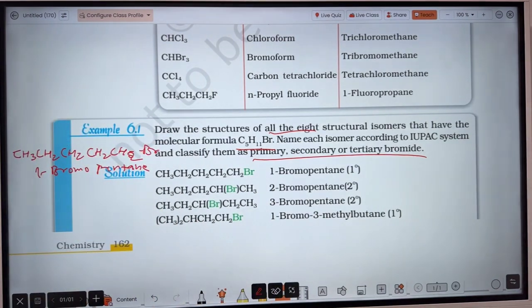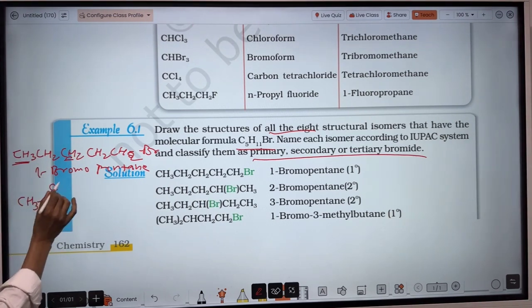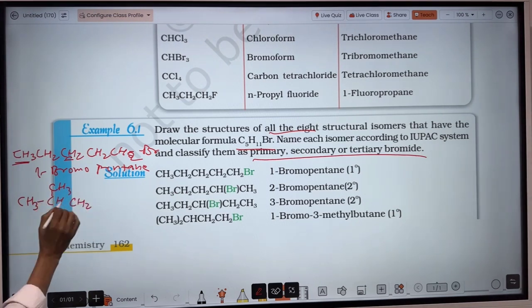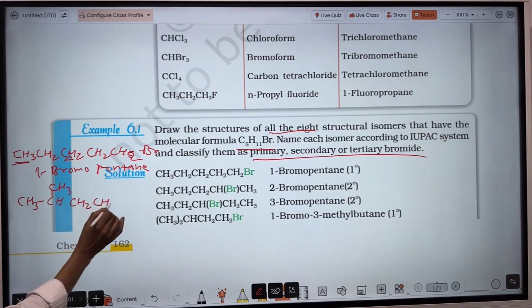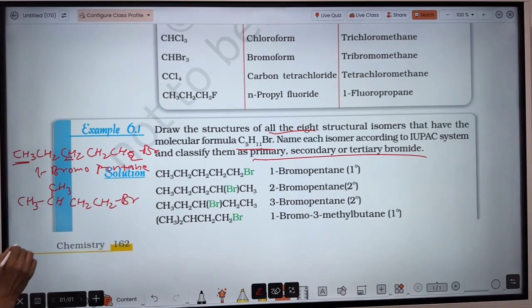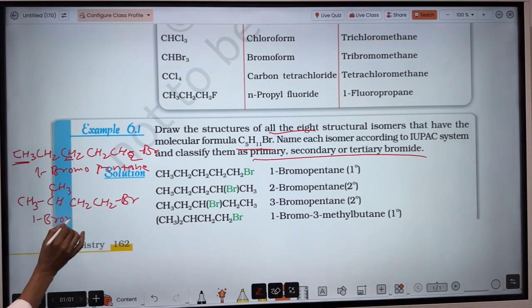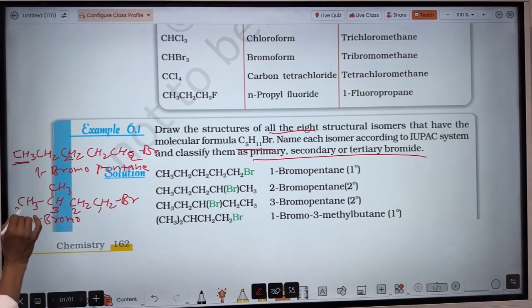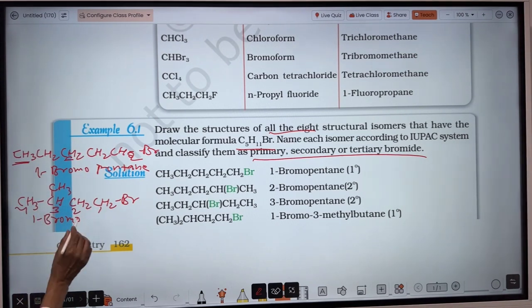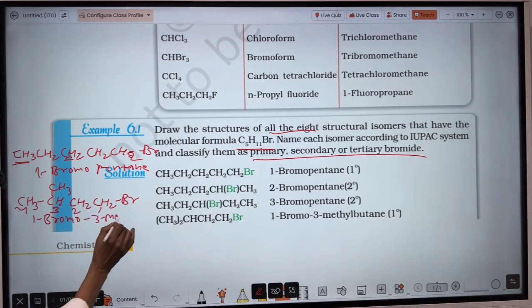Now second, what to do with this compound? Take 1 methyl. So the main chain will be of 4 carbons, and attach that methyl to this carbon. So the compound will be this, and what is the IUPAC name? 1, 2, 3, 4. At the first position there is bromine and at the third position methyl. So 1-bromo, 3-methyl.